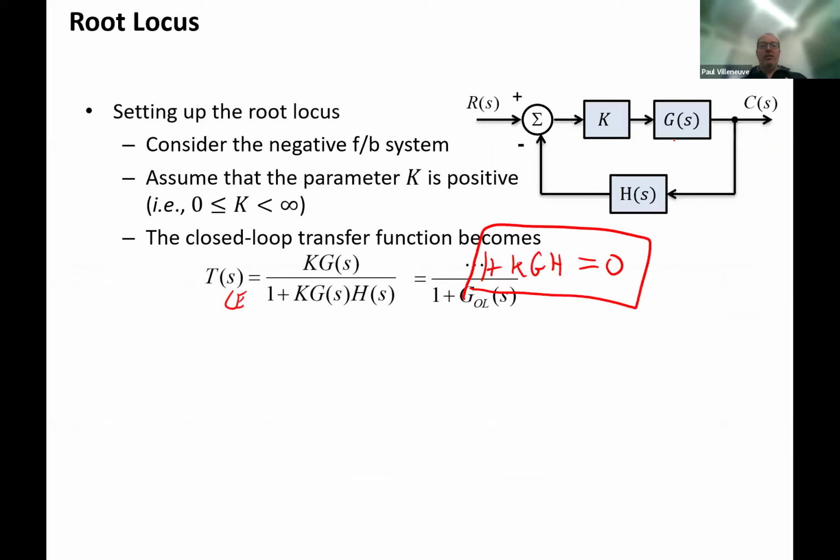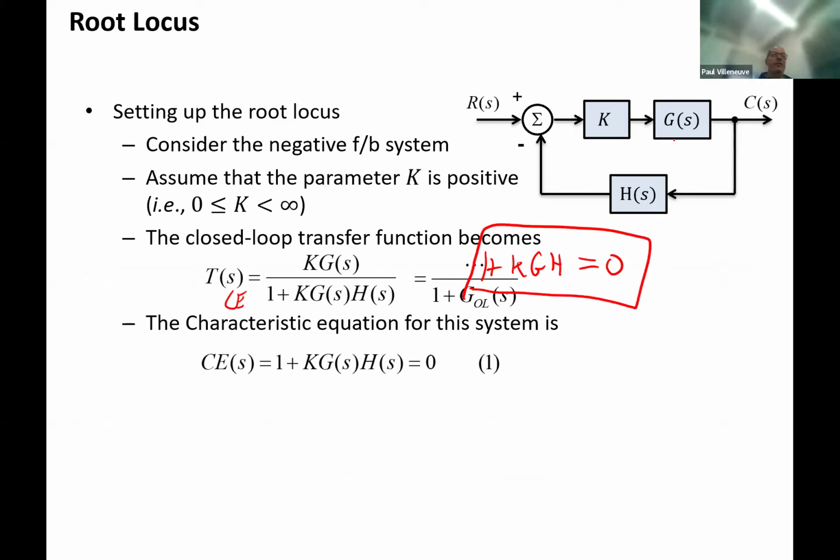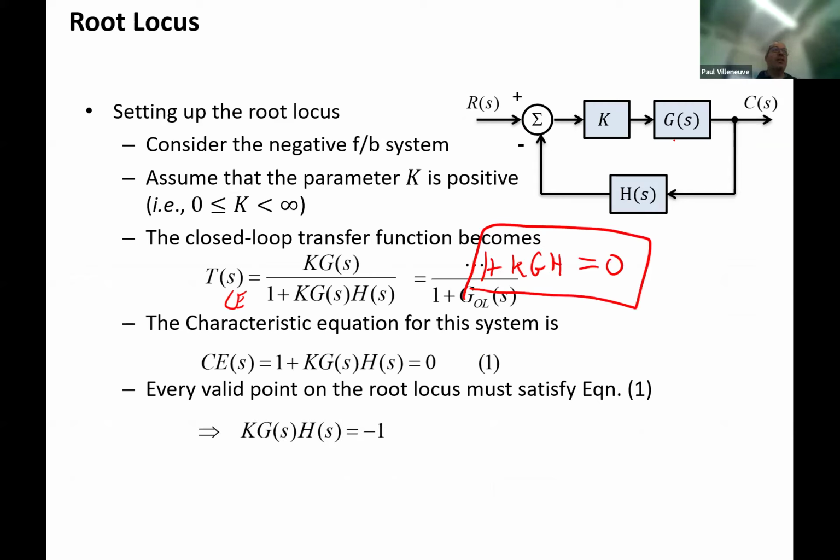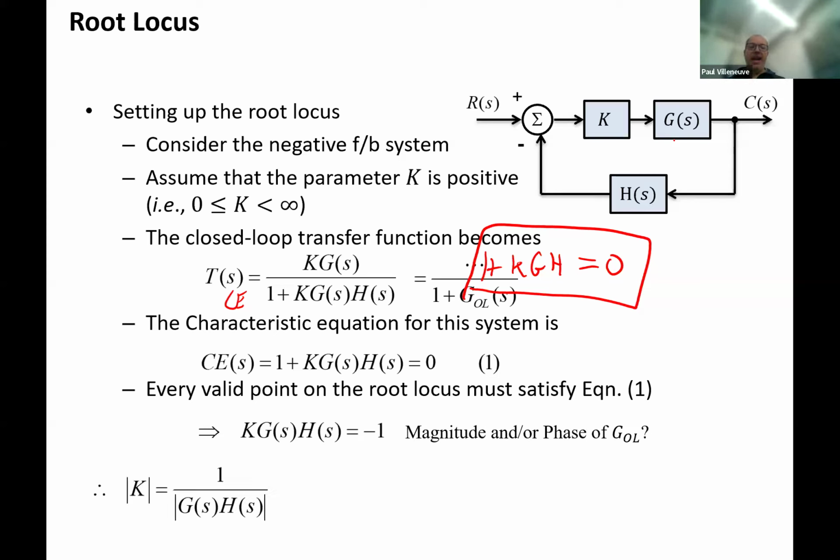So let's go ahead and define that as our term. 1 plus kGH equals 0. Every valid point has to satisfy that, which means when we solve, kGH has to be equal to -1. What does that tell me? The magnitude of k has to be equal to 1 over the magnitude of GH for it to be a valid point.